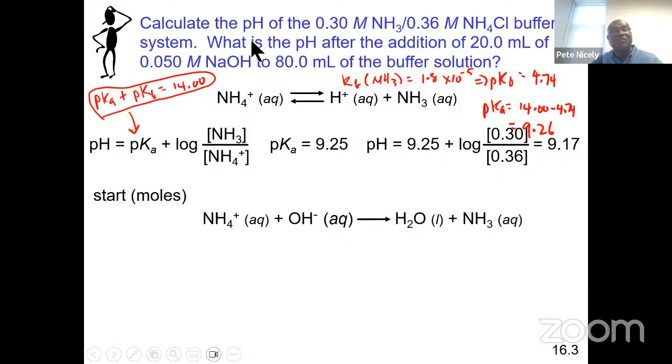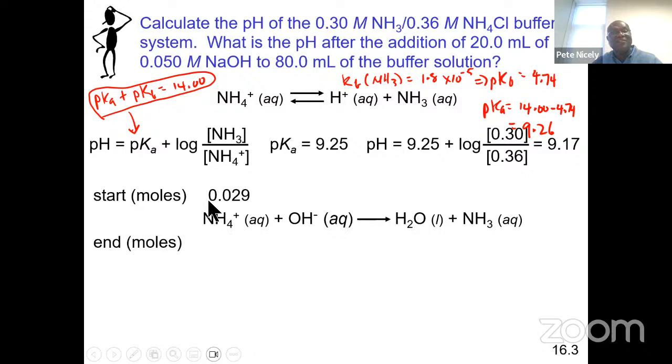Now, the question also asks, what is the pH after the addition of 20.0 mL of 0.050 M sodium hydroxide to 80 mL of the buffer solution? So please note the pH of the solution before you add anything to it. Now, what happens when the sodium hydroxide is added to the buffer? Well, sodium hydroxide is a base, so it's going to react with the acidic part of the buffer. In other words, the sodium hydroxide is going to react with NH4+ to get water and ammonia.